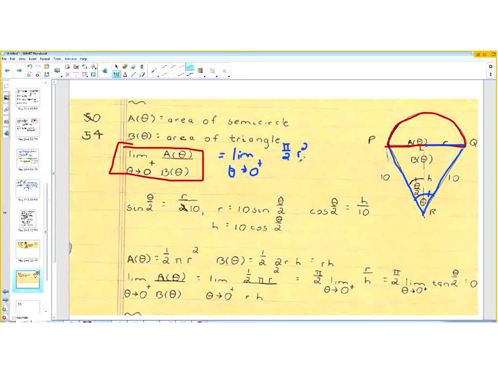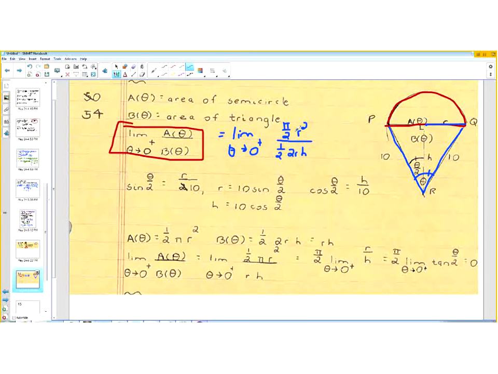Okay, and then B theta, what's the area of the triangle? That would be 1/2 the base times the height, right? So that would be 1/2. The base length is 2r, and the height. So we want to find this limit. So obviously what we have to do is replace both r and h in terms of theta. All right. So now again, it's just like the same problem as before.